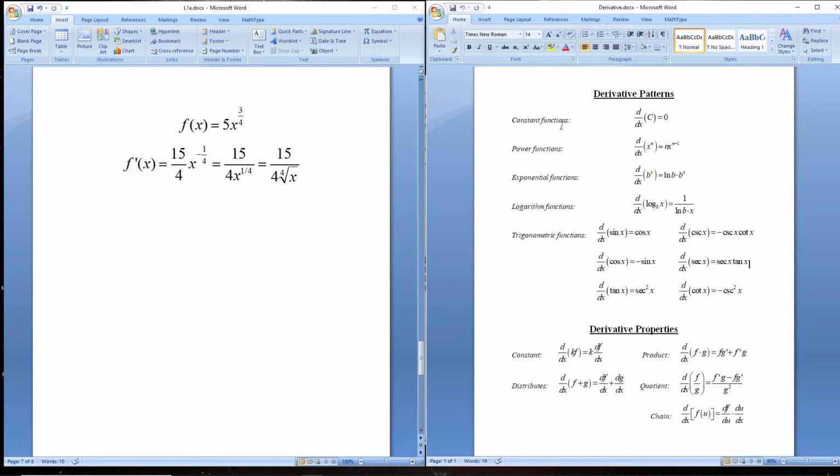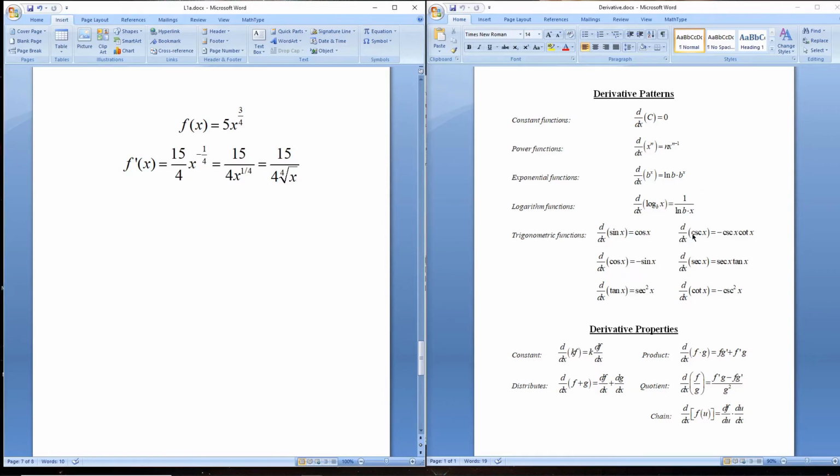So right off the bat, if you notice, here's our constant function's derivative. Here's our power function. Another pattern, the exponential, the derivative of log, the derivative of these 6 trig functions. Here are our derivative properties: the derivative distributes. We can pull a constant out of the derivative. And the rest of the week, we're going to talk about these other 3, the product, quotient, and chain.